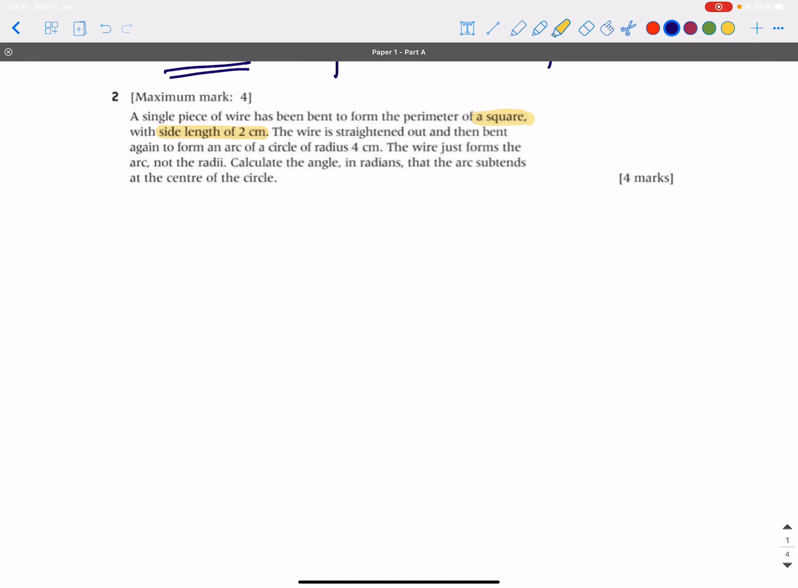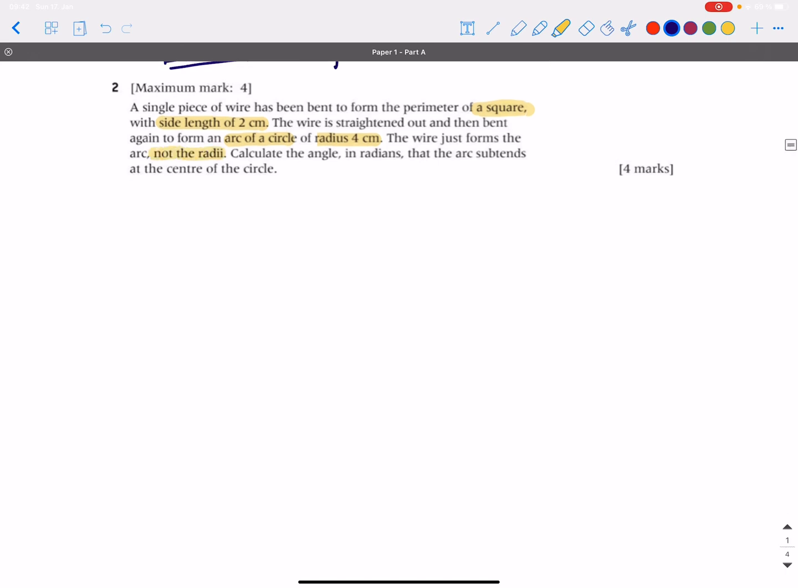And then it says the wire is straightened out and then bent again to form the arc of a circle, and that has a radius of 4 centimeters. The wire just forms the arc, not the radii. Okay, I'll just highlight not the radii. And then it asks us to calculate the angle in radians that the arc subtends at the center of the circle. That sounds like a lot, but if I draw it out, I think it'll be a bit easier.